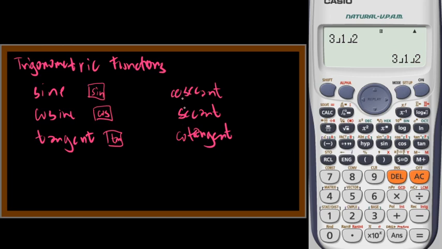Now how about cosecant, secant, and cotangent? You just input 1, then the division sign, then the sine function, because cosecant is just a reciprocal of the sine function, then you input the number. Then for secant, 1 divided by cos. Then for cotangent, 1 divided by tan. That is how you are going to input trigonometric functions on your calculator.